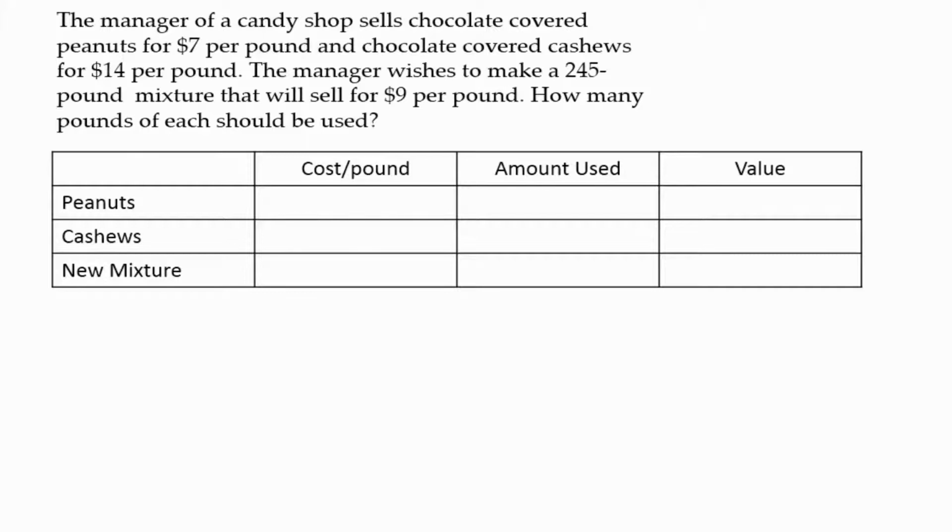So let's fill out the table. Once we fill out the table, that'll help us set up our equations. The peanuts are $7 a pound. The cashews are $14 a pound. And our new mixture is going to sell for $9. Remember, when you are working with systems of equations with applications, the mixture can never be less than $7 or greater than $14. It can't be any bigger than those particular items.